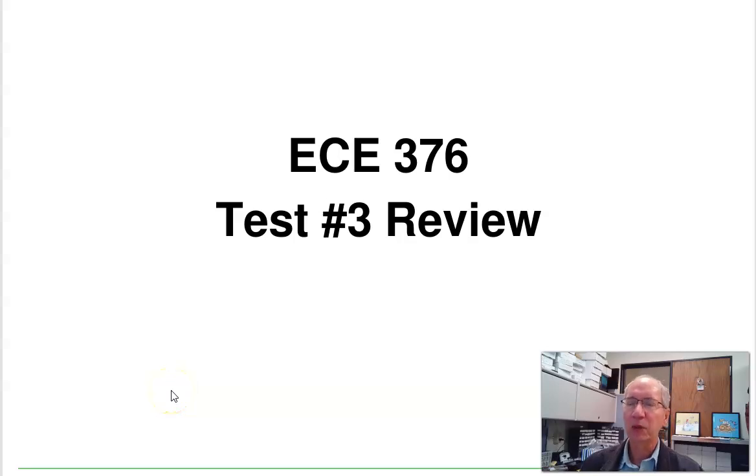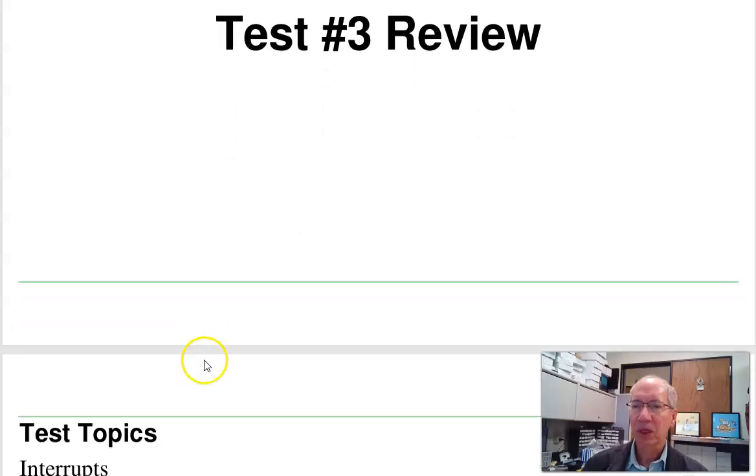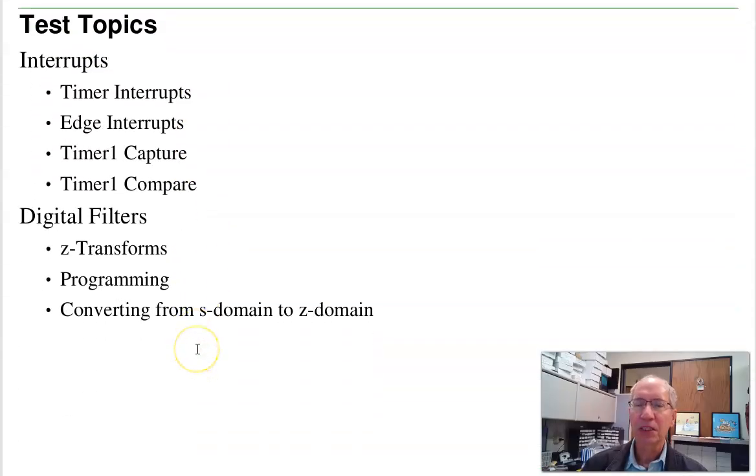Here's a quick review for test number 3 in 376 Embedded Systems. Now, this test covers interrupts and digital filters. With interrupts, we look at timer interrupts, edge interrupts, timer when capture, timer when compare. And for digital filters, we've got Z-transforms, programming a digital filter, and converting from the S-plane to the Z-plane.